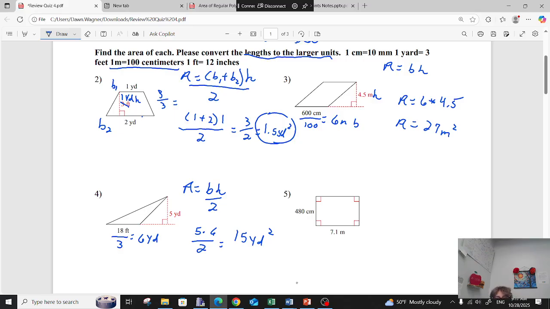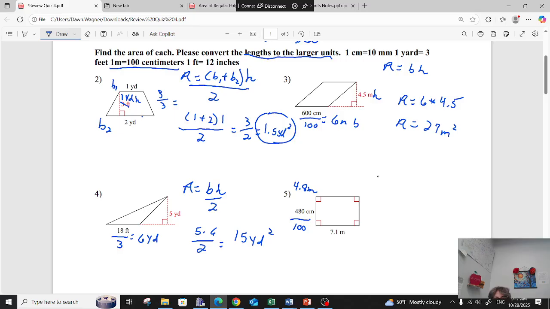Not so far? Okay, over here, I have to convert to meters. What am I going to divide centimeters by? 100. So now this is 4.8 meters. And if you don't know those, I put them in the directions, right? I'm a nice teacher. I put those all up there.